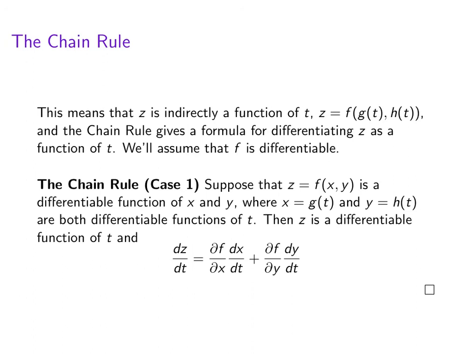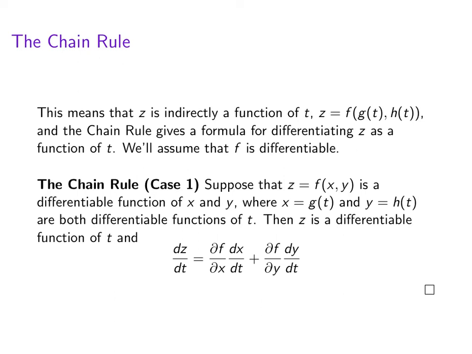So case 1 of the chain rule says that if z is equal to f of x, y is a differentiable function of x and y, where x is equal to g of t and y is equal to h of t are both differentiable functions of t, then z is a differentiable function of t, and here's a formula that gives us the derivative of z with respect to t.